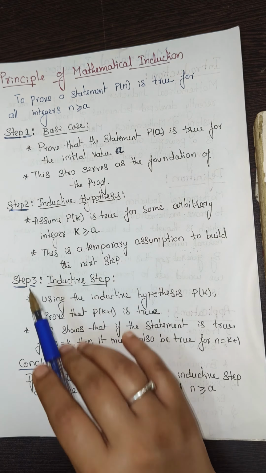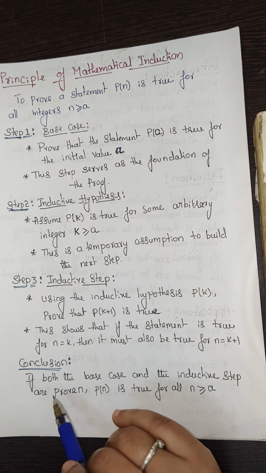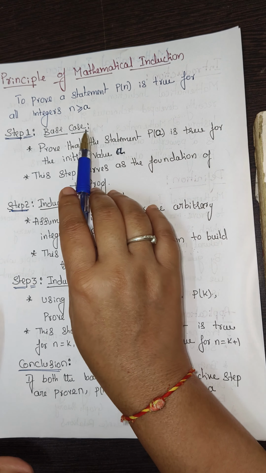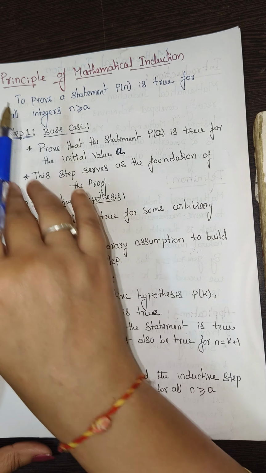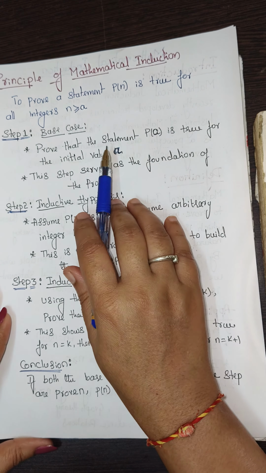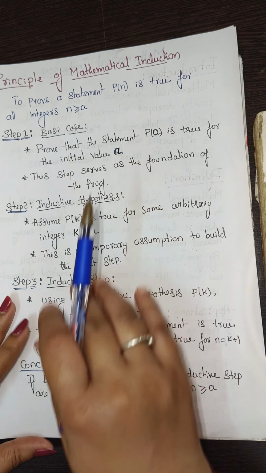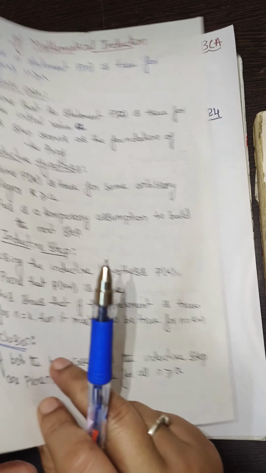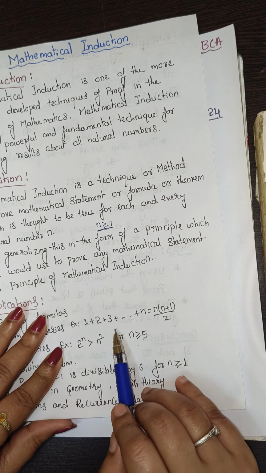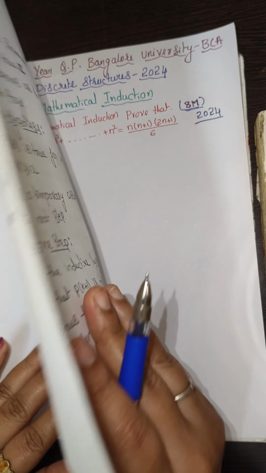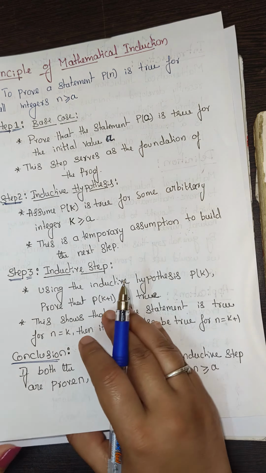We have 3 steps here, and a conclusion. Step 1 is the base case. What we do here is prove the statement for the initial value. If your series starts with 1, 2, 3, 4, up to n, then we have to prove P of 1 is true.